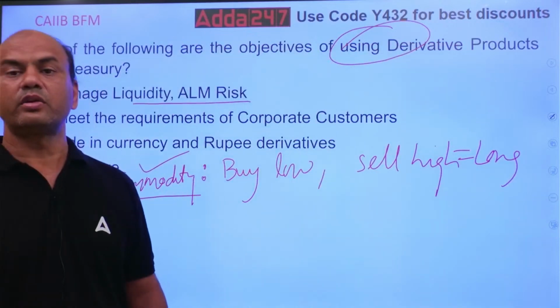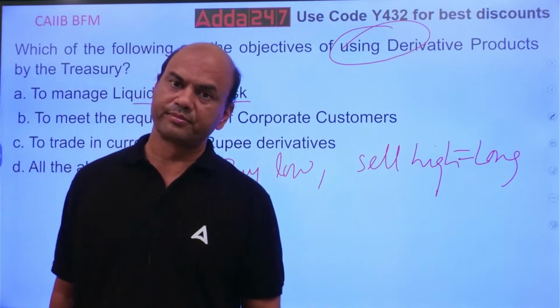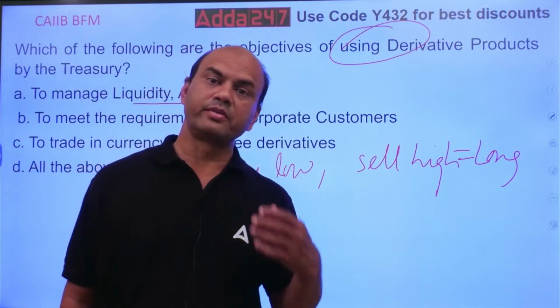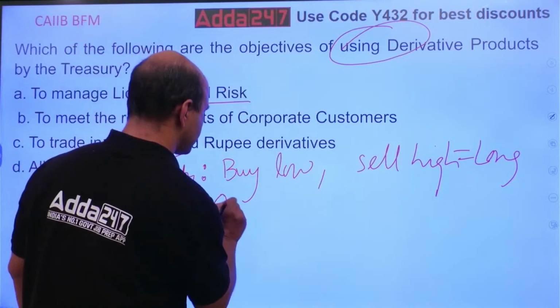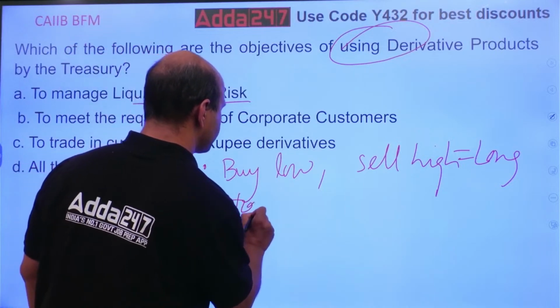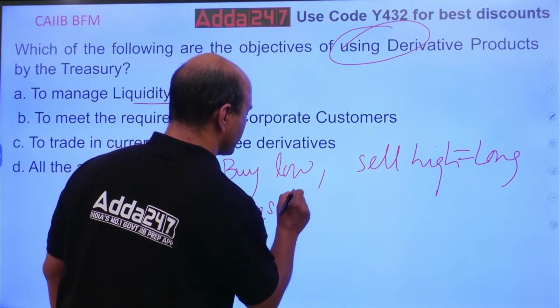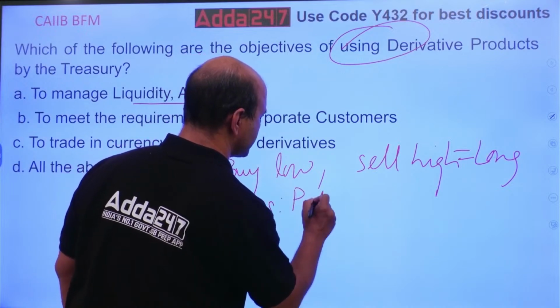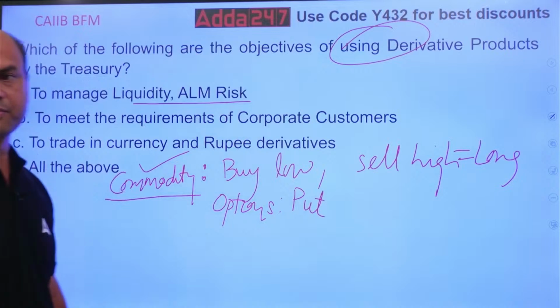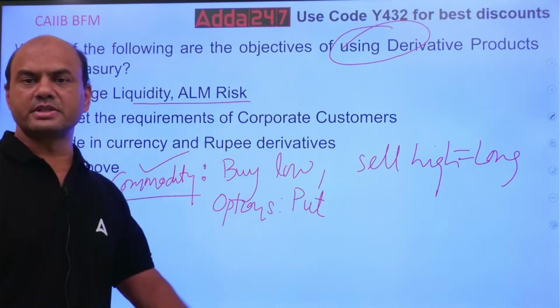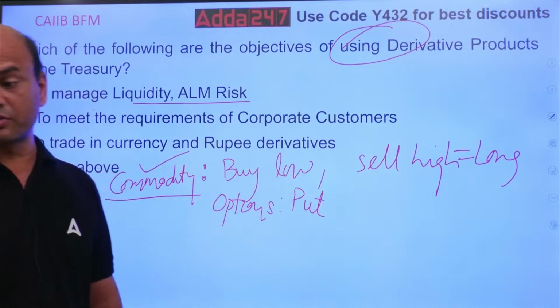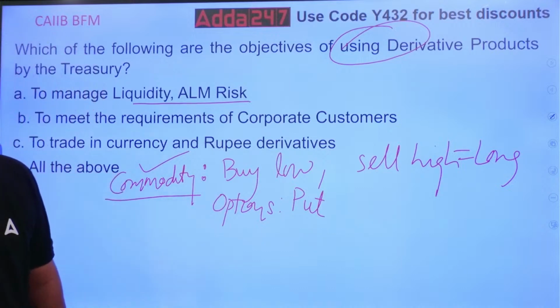Long. Whenever you are long on any commodity, which derivative should you buy? You should buy a put option. Put. Buy a put option. Okay? This is known as commodity position. This is known as derivative position. You should always buy a put option.